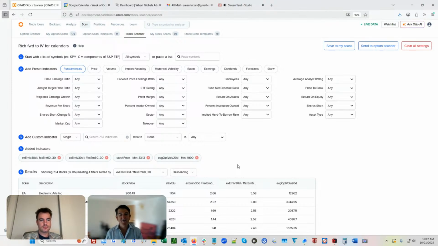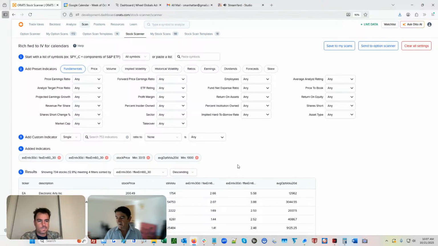Now we have 30 to 60, 60 to 30, 90 to 30, 90 to 60, 180 to 90. So we have all those forwards, just depending on what you're going to be trading, and we're going to add some more as well. Yeah, that makes sense.